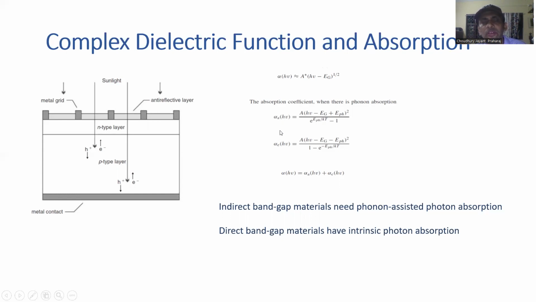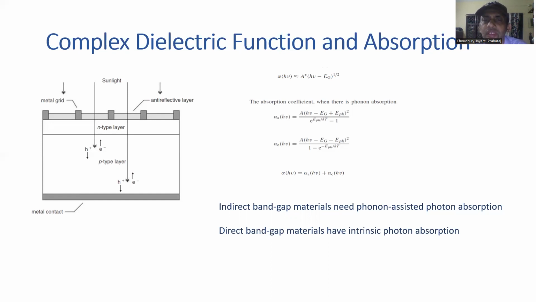Below that, we show the absorption coefficients in indirect band gap materials when there is a phonon absorption. Indirect band gap materials need phonon-assisted photon absorption, and they have lower absorption coefficients, and they have the forms shown here. Also, the thing to keep in mind is that for the direct bandgap material, while the absorption coefficient has this kind of dependence for photon energy just above the band gap, when you have photon energy much higher than the band gap, then it has a much more complicated dependence on the energy.